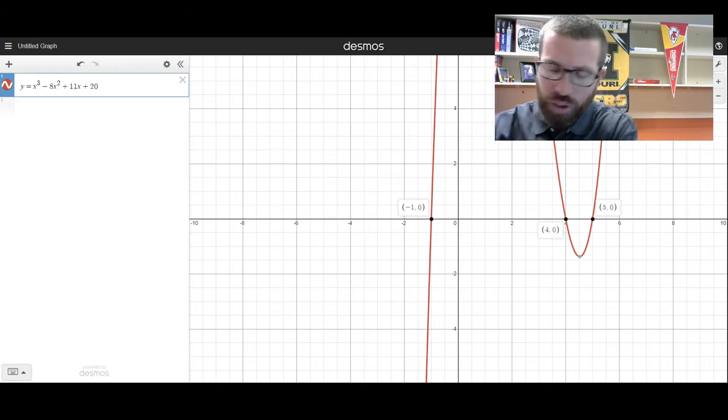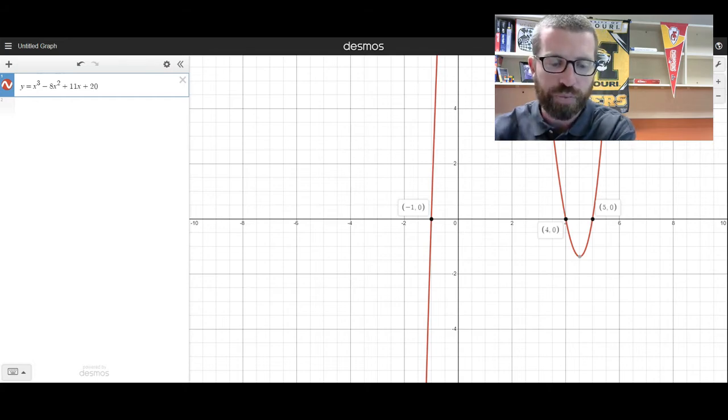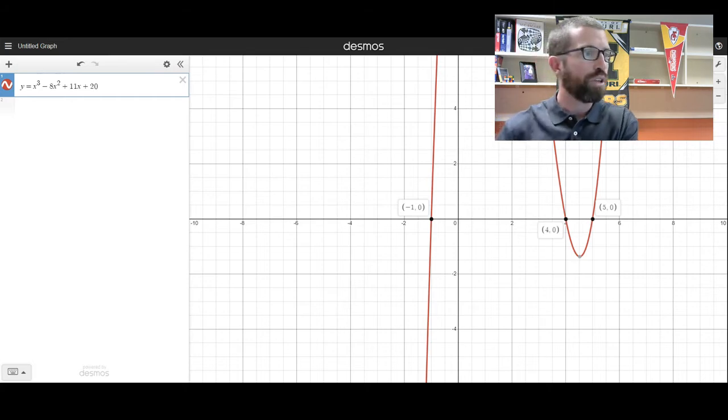So we know x is equal to -1 is a 0. We can also say that also means that x plus 1 is a factor. And that's a good relationship just to really get down. And actually, let's go back to the paper here.